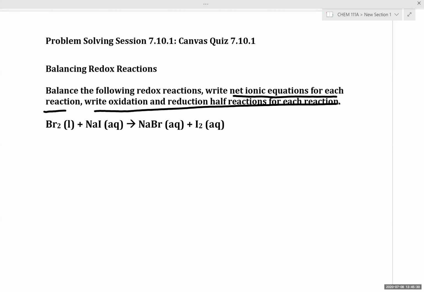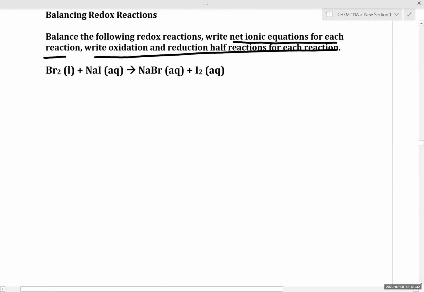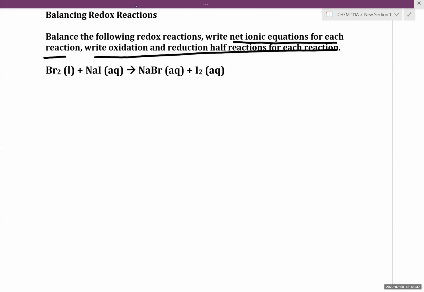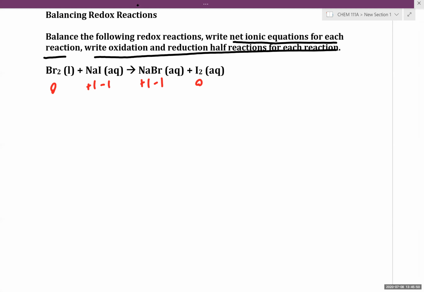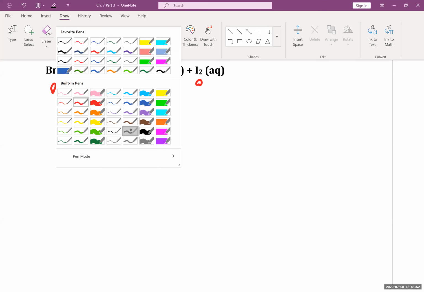Okay, so let's look at this example. So we have bromine. So let's first assign oxidation numbers. So bromine is 0, sodium is +1, iodine is -1, bromide is -1, iodine is 0. Perfect. We now have our oxidation numbers established.